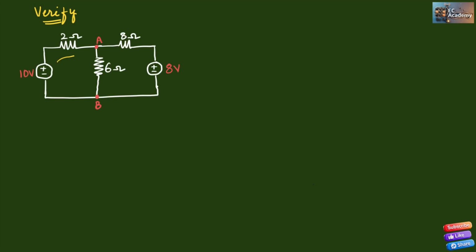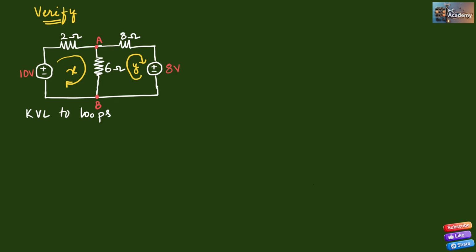Now let us verify the superposition theorem. Let us consider the current through the first branch as x and the current through the second branch as y. These two directions are written based on the voltage sources that are connected. Now let us find the individual currents x and y by using KVL, and then we can find the total current flowing through the 6 ohm resistor to verify the superposition theorem. So let us apply KVL to the loops.